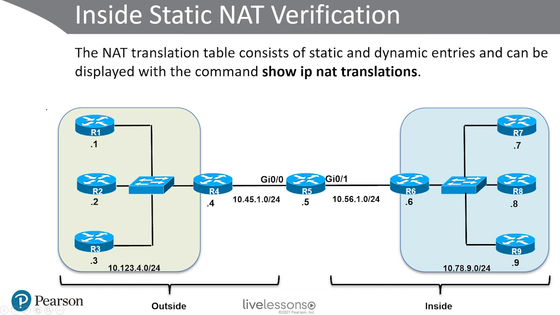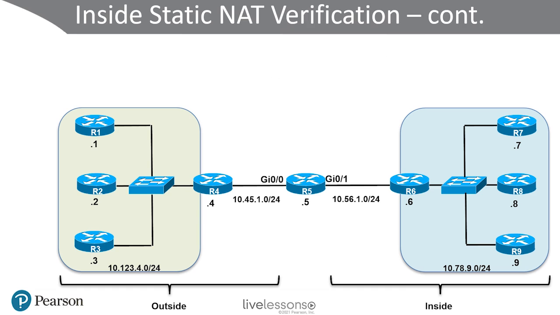And now I want to walk you through what actually occurred. So the NAT translation that we just experienced used the following steps. We were on R7, we initiated a telnet session to 10.123.4.1. So using a static route, we were then routed to R6, who then forwarded the packet to R5.